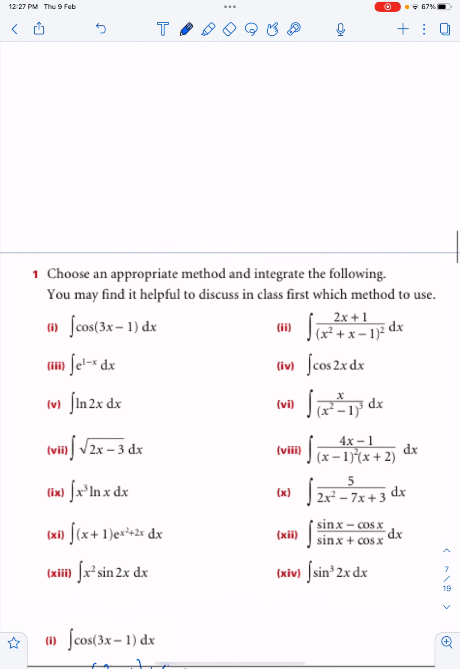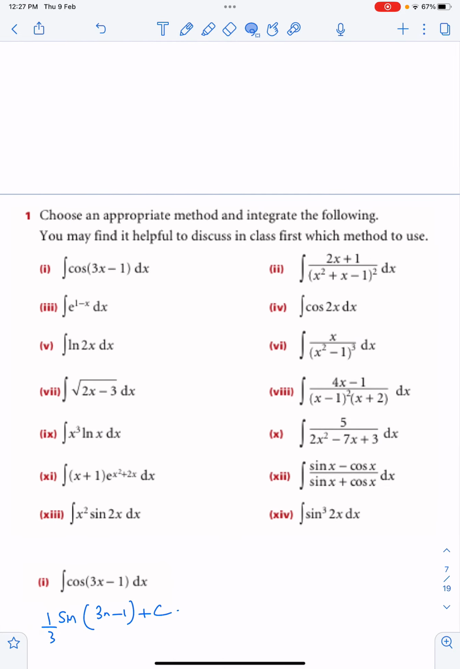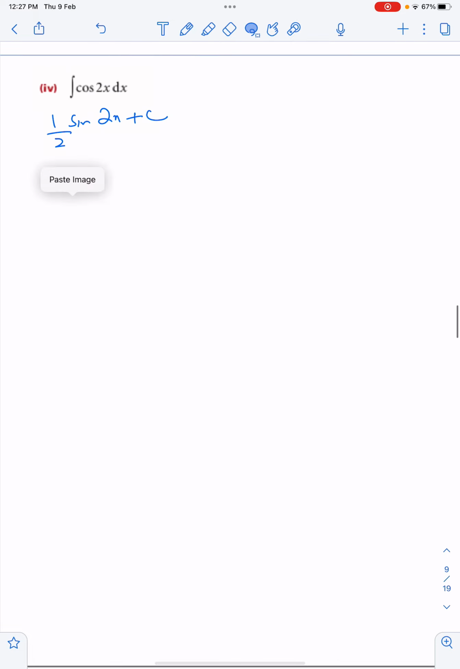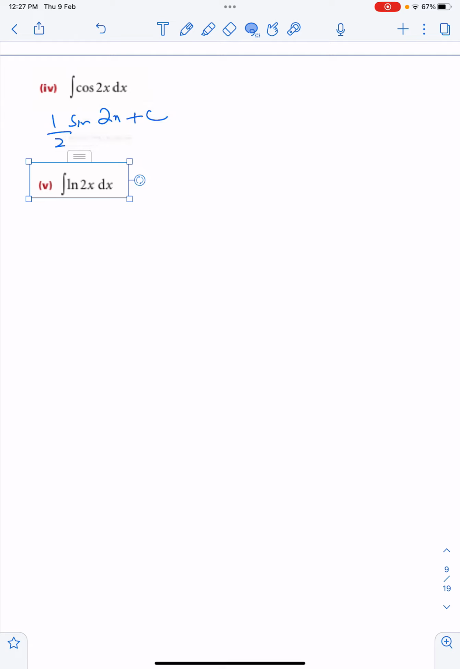The fifth question, ln 2x. Now questions with ln have a special type of case here, although it seems to be just one function, ln 2x. But since we do not have any other method of integrating ln, we take it to be two functions. One function is 1 and the other function is ln 2x, and we go ahead with integration by parts to solve the question.